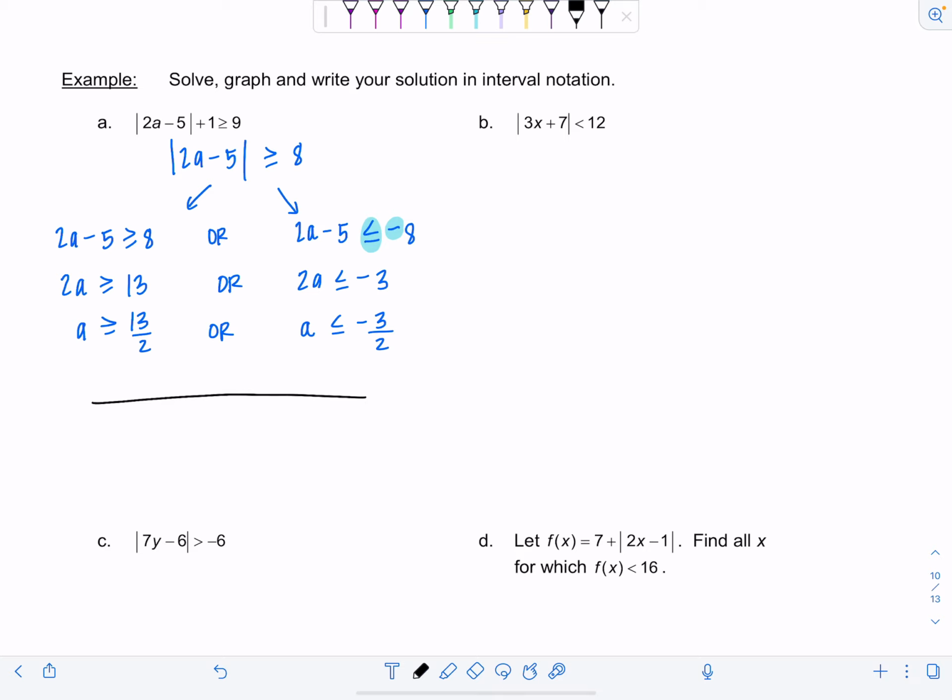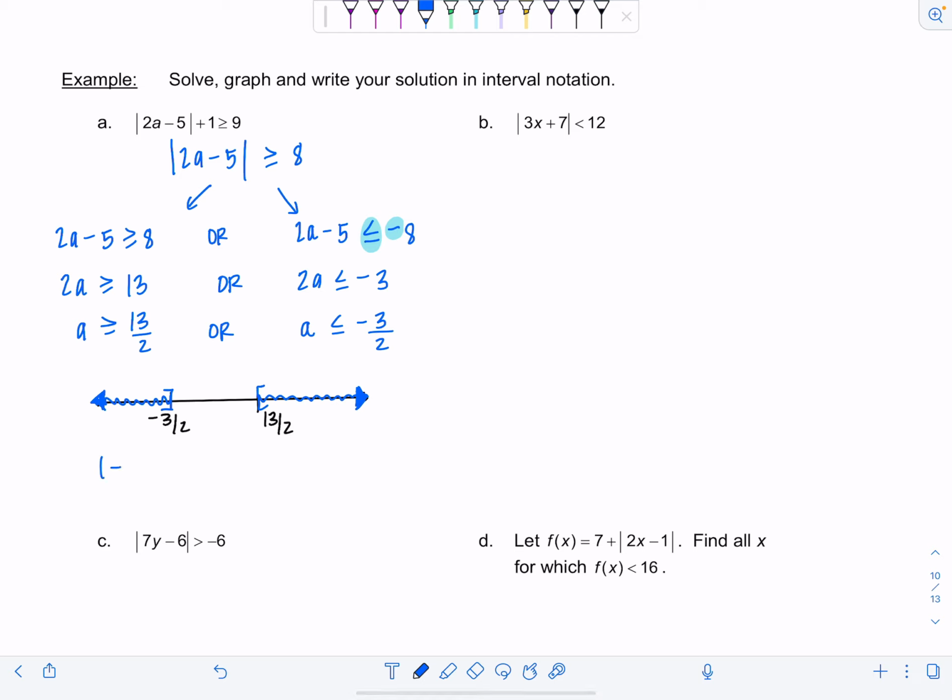Now let's graph this. Be careful, negative 3/2 is over here. 13 over 2 is over here. a is greater than or equal to 13 over 2. I'm going to include 13 over 2, shade to the right. Or a is less than or equal to negative 3/2, so you include it and then shade to the left. And then in interval notation, I'm going to have to write two separate intervals, right? However many pieces of the graph are shaded in, that's how many intervals you're going to have. It has to go in order from left to right.